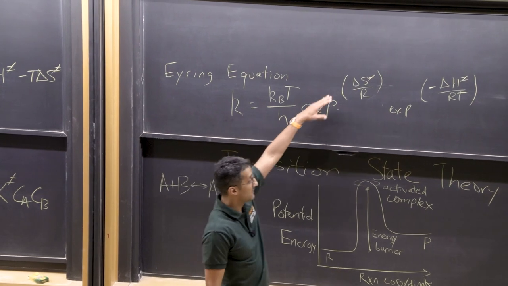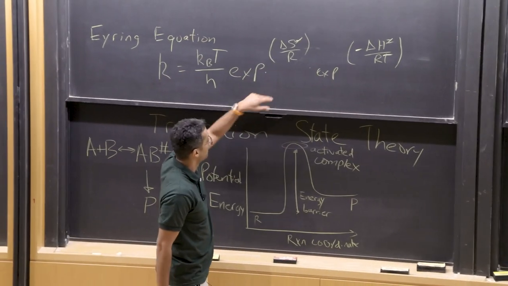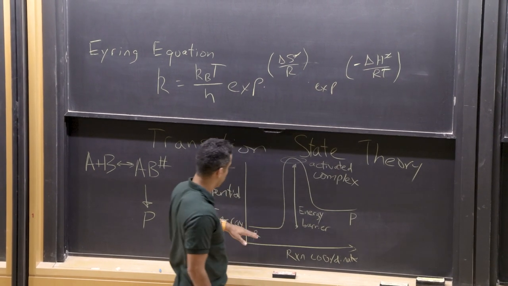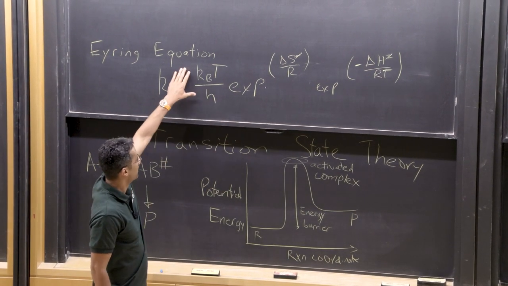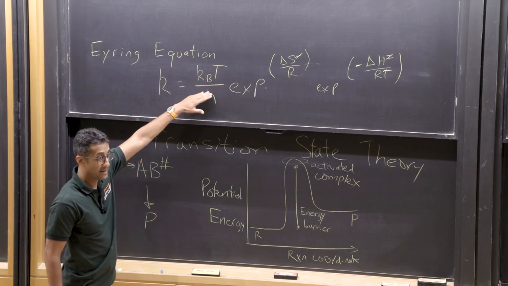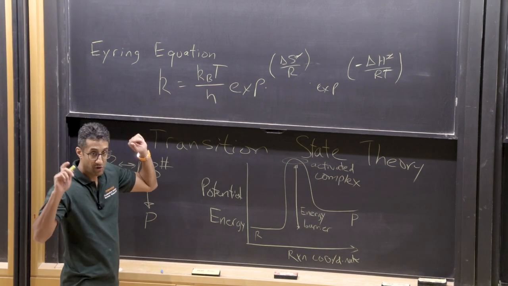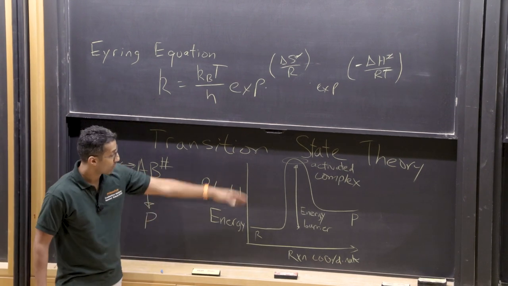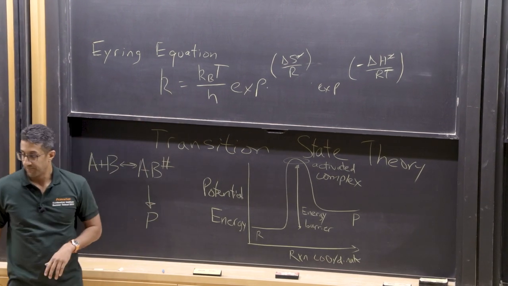If you know delta S for the reaction between the reactant and transition state, you get delta H dagger between the reactant and transition state. You have Boltzmann constant, Planck's constant, and depending on temperature, you'll calculate your so-called rate constant, yeah? The same rate constant. And that would be, of course, k forward for the reaction.